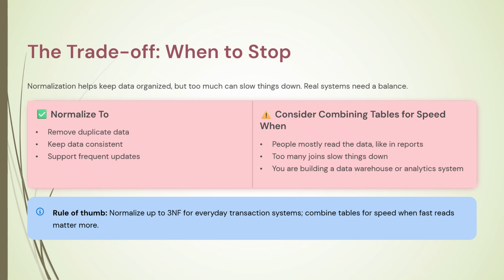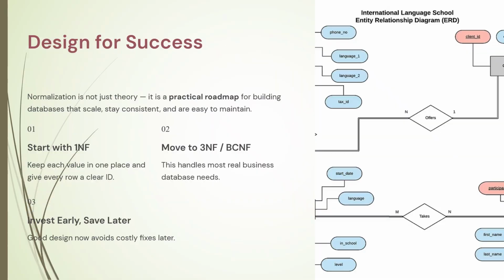For OLTP systems, normalization up to 3NF is generally recommended. For data warehouses, controlled denormalization improves analytical performance. Therefore, database designers always balance normalization with performance requirements. Normalization is one of the most important principles in relational database design. It ensures that data is accurate, storage is efficient, updates remain consistent, and databases scale easily.